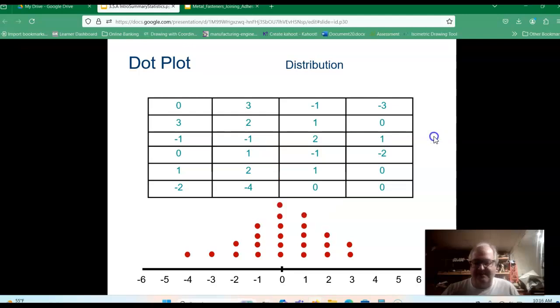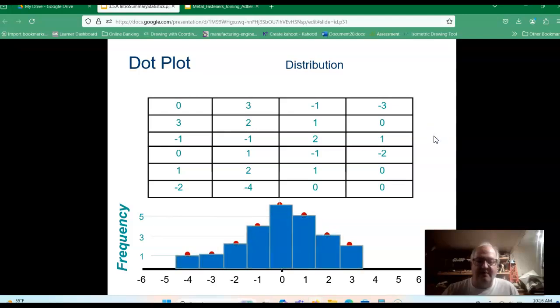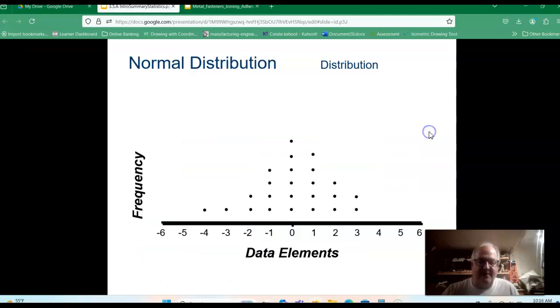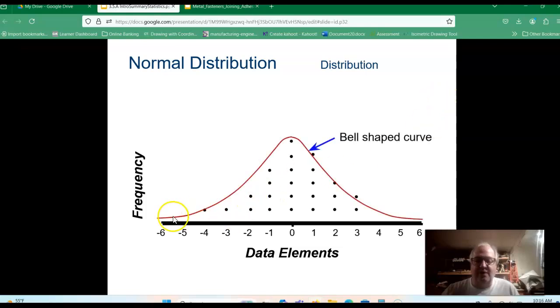Now take a look at this. Some of you, I imagine, have seen some of this type of distribution before. Here's our frequency on there, so we've got our bar graph looking that way. We can take a look here as well, and this is, of course, what we would call the bell-shaped curve.